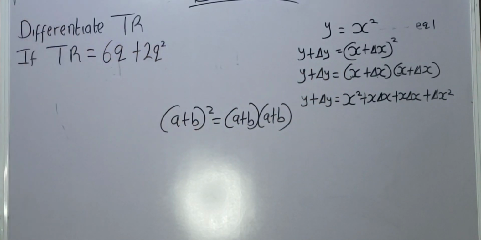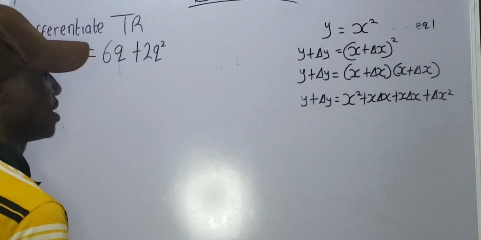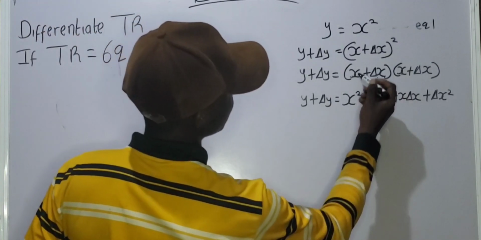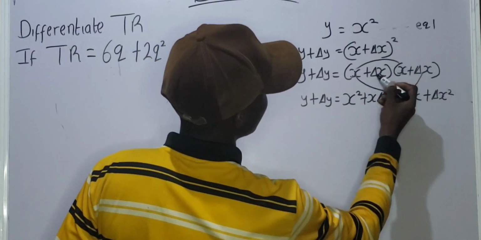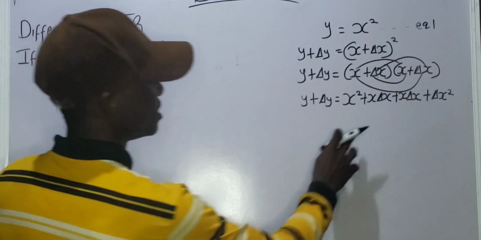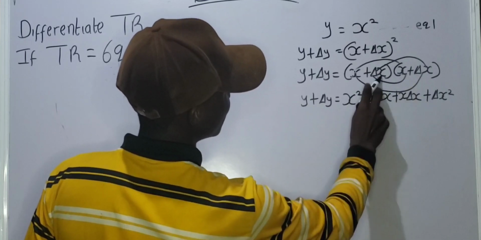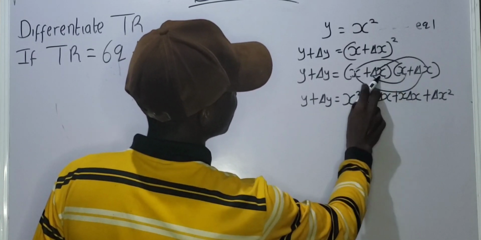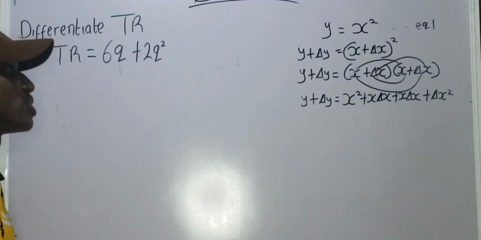Please, do you understand how I got this and how I expanded the bracket? It is very simple. You just have to pay attention. To expand this bracket, this x will multiply all the contents inside the second bracket. This delta x also will multiply all the contents inside the second bracket. That's why I got this. X times x, x squared. X times delta x, x delta x. Delta x times x, x delta x. Delta x times delta x, delta x squared. Do you understand? Let us proceed.